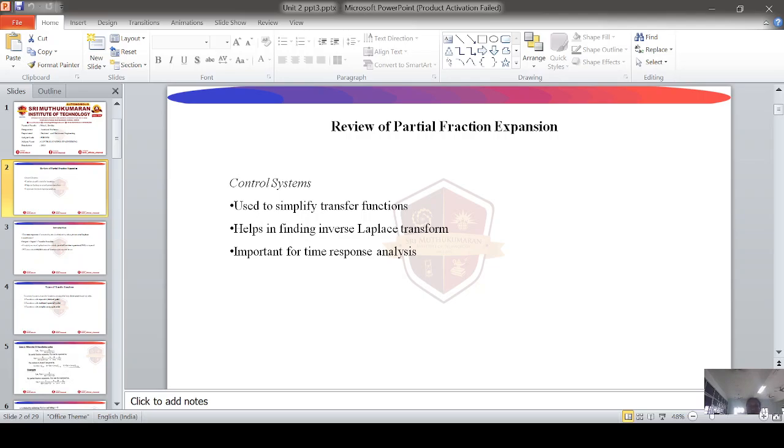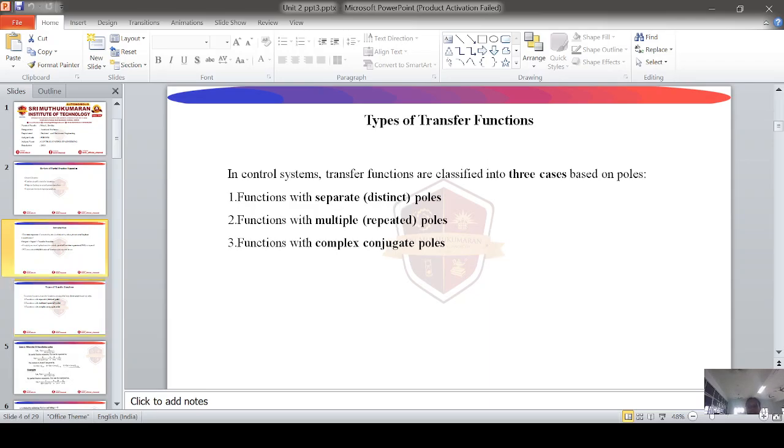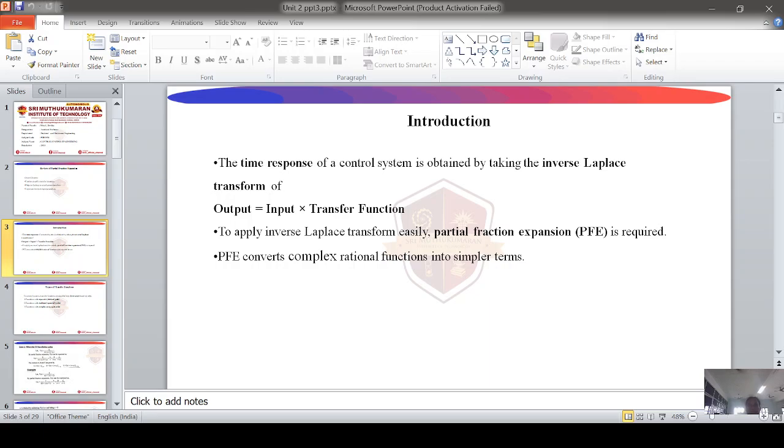response of systems. Introduction. The time response of a control system is obtained by taking the inverse Laplace transform of the output, which is the product of input and transfer function. Since transfer functions are usually complex, partial fraction expansion is used to break them into simpler terms. Then the purpose of PFE: the partial fraction expansion converts the complex rational functions into simple functions. This makes the inverse Laplace transformation straightforward, and it reduces the mathematical difficulty.